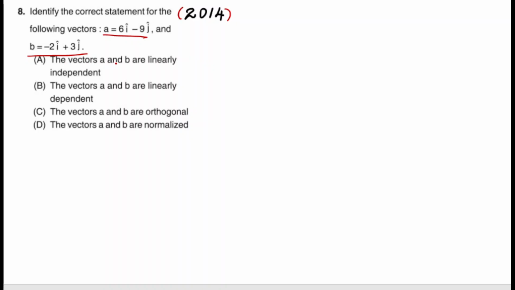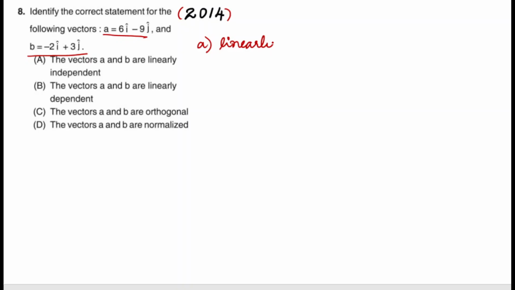The vectors A and B are linearly independent. The vectors A and B are linearly dependent. The vectors A and B are orthogonal. The vectors A and B are normalized. Let us start solving one by one. The vectors A and B are linearly independent. What is the meaning of this linearly independent?